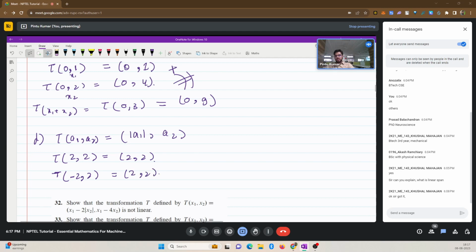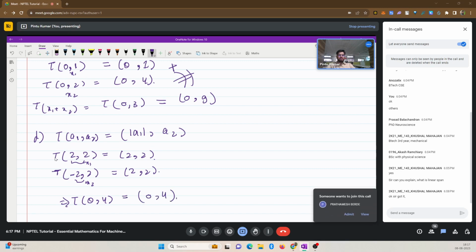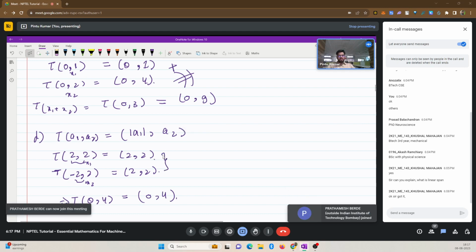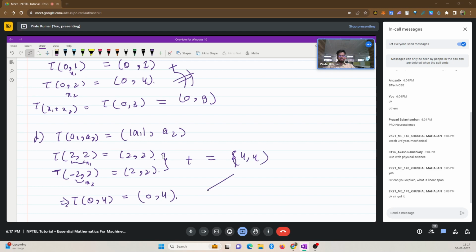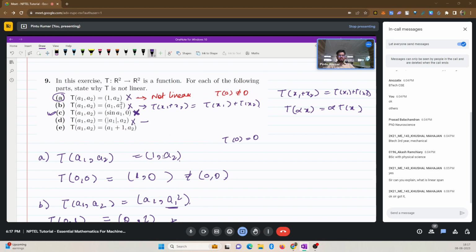Now if I take the sum of the elements on the left hand side, that is my x1 and x2, I would obtain T of (0, 4), right? The map would be (0, 4). Now if you take the sum of quantities on the right hand side that we obtained before, the sum would be (4, 4). Are these two equal? No. Because they are not equal, this one is also not a linear transformation.